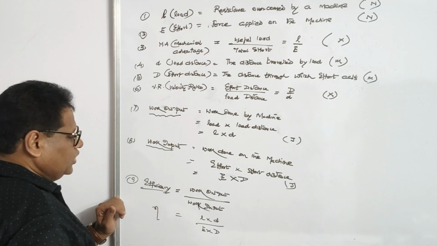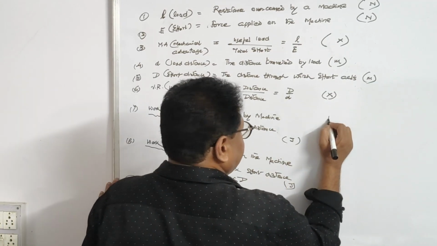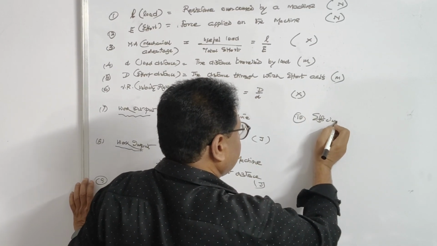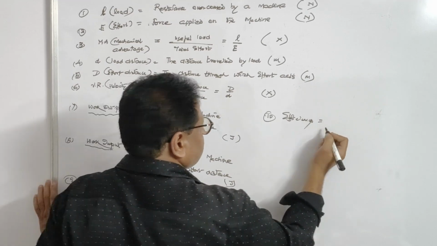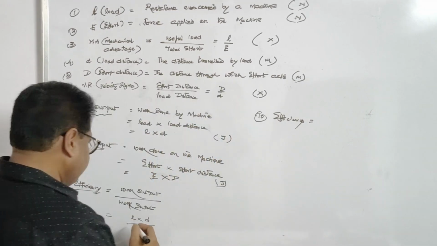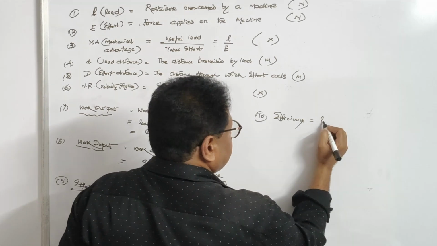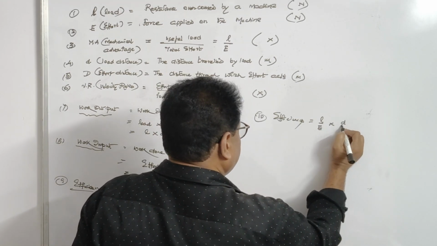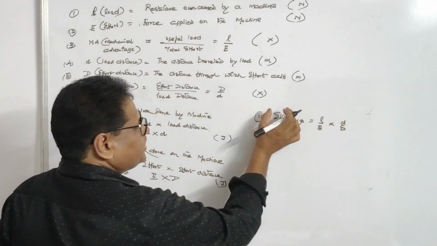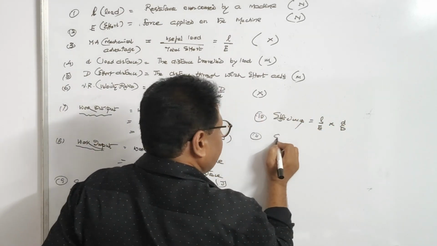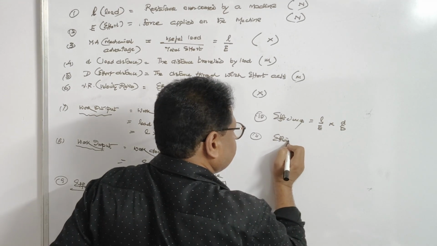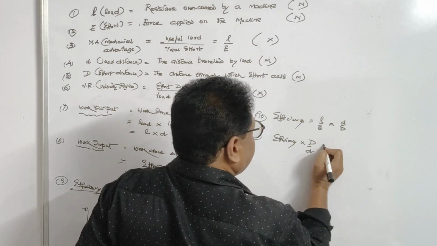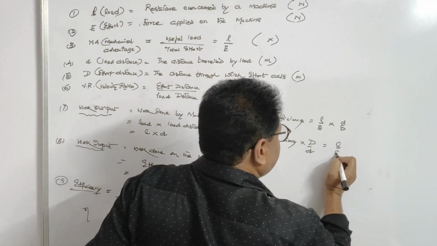Because work output is load into load distance, and work input is effort into effort distance, we can write efficiency equals, let's divide this into two parts, small l by capital E into small d by capital D. Shifting this fraction to the left hand side, we have efficiency into capital D by small d equals small l by capital E.